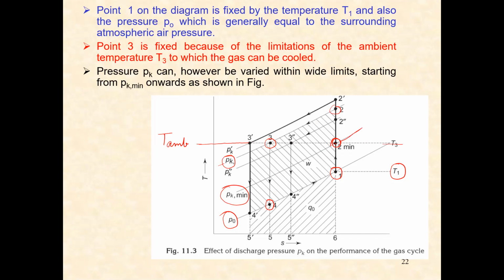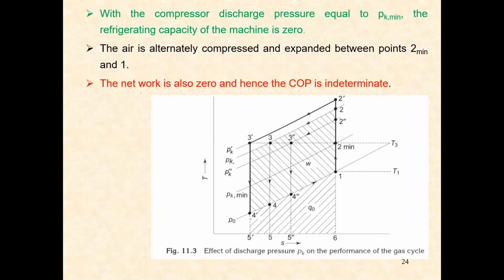And what will happen in this particular case? With the compressor discharge equal to Pk minimum, the refrigerating capacity of the refrigerating machine will be 0. Why 0? Because the temperature after the compression process is already equal to T3, which is equal to the ambient temperature. So once it is equal to ambient temperature, there is no need of the air cooler.